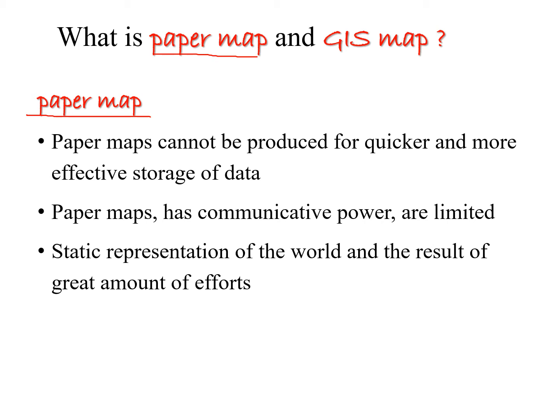Secondly, this paper map has communicative power, but which is also limited, because too many things cannot be depicted on the map. So some entities may be missed out, so it is not possible to show them here. Third one, it is only a static representation. What it means is, if any change occurs, we cannot show it on this paper. We have to redraw the paper with the changes that have occurred in that particular area.